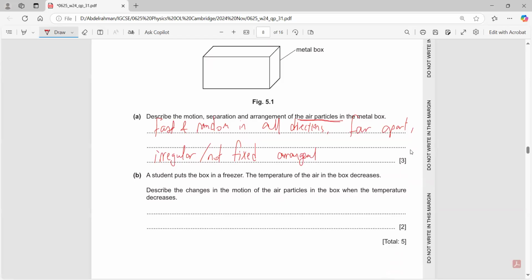A student puts the box in a freezer. Temperature decreases. Describe the changes in the motion of the air particles when the temperature decreases. When the temperature of the air molecules decreases, what happens to the motion? Yes, the speed decreases. Why? Because the kinetic energy decreases. So you might say they hit the walls with less force. The pressure could decrease, yes.